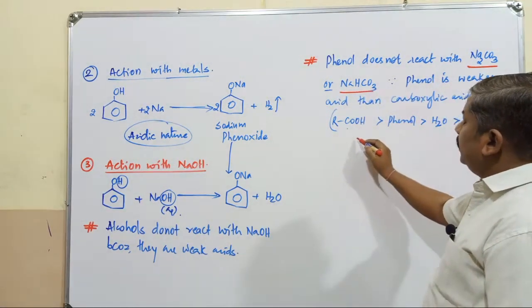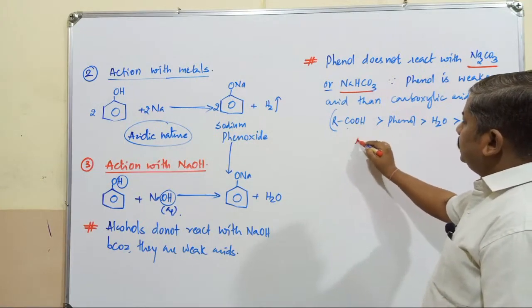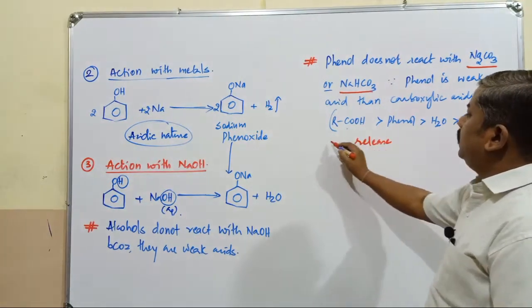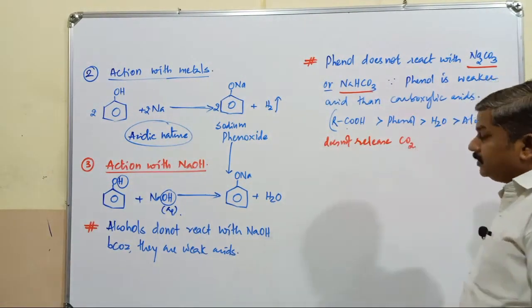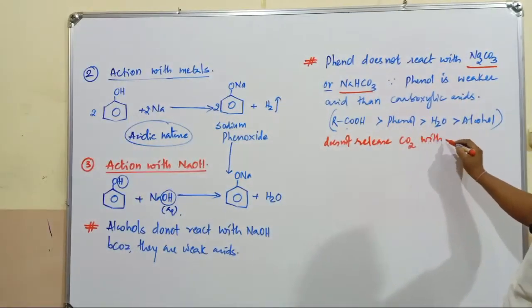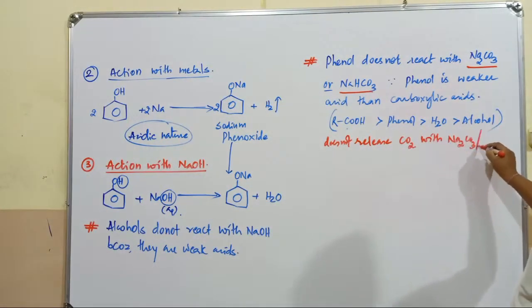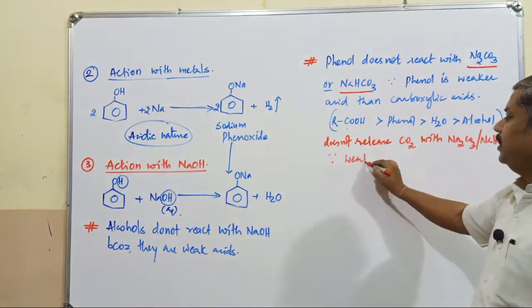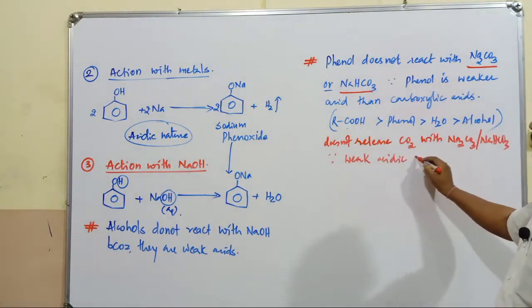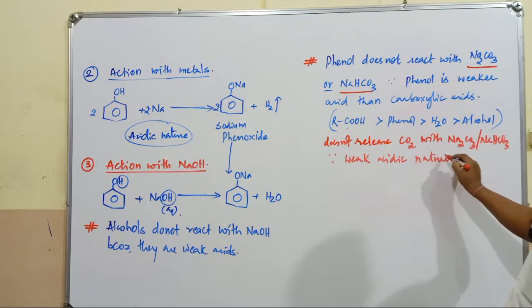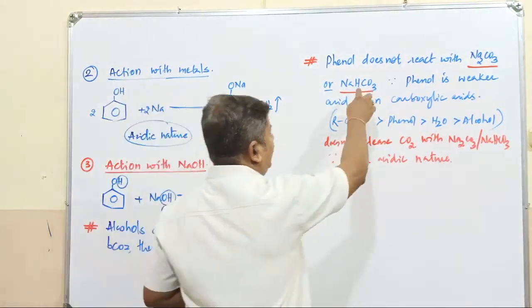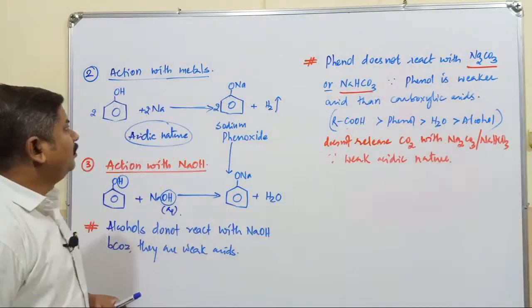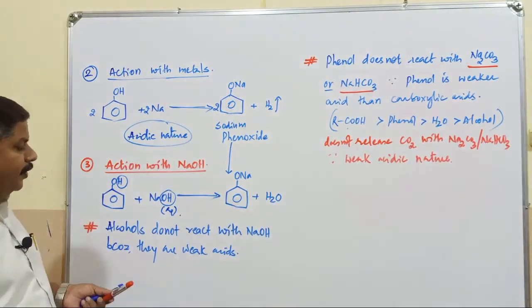This is the reason why phenol does not release carbon dioxide with Na2CO3 or sodium bicarbonate. The main reason is its weak acidic nature. Due to this, phenol does not react with sodium bicarbonate or sodium carbonate. So this is the action with sodium hydroxide.